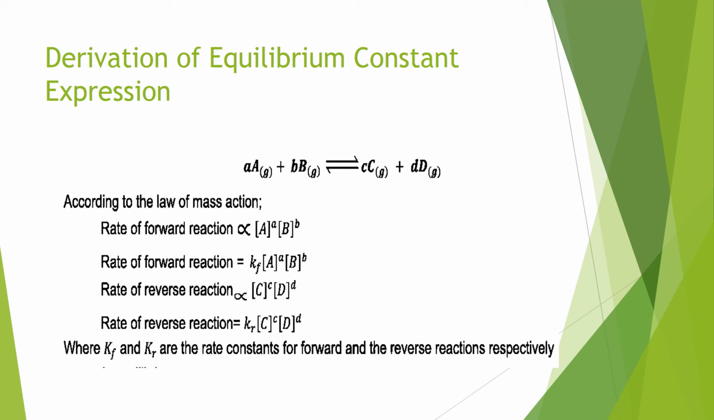Now when a reasonable amount of the product, that is C and D, is formed, the reverse reaction will start. This product will be transformed into its reactants. So the rate of the reverse reaction will be proportional to the concentration of C and D. Again we eliminate this proportionality sign with Kr. Kr stands for the rate constant of the reverse reaction. So the rate of the reverse reaction will be equal to Kr times the concentration of C and D, each raised to the power of its number of moles.